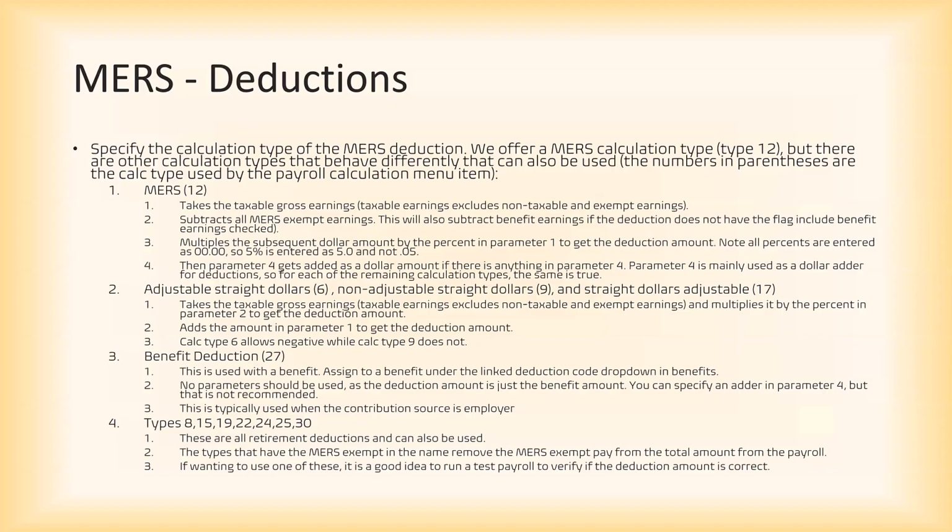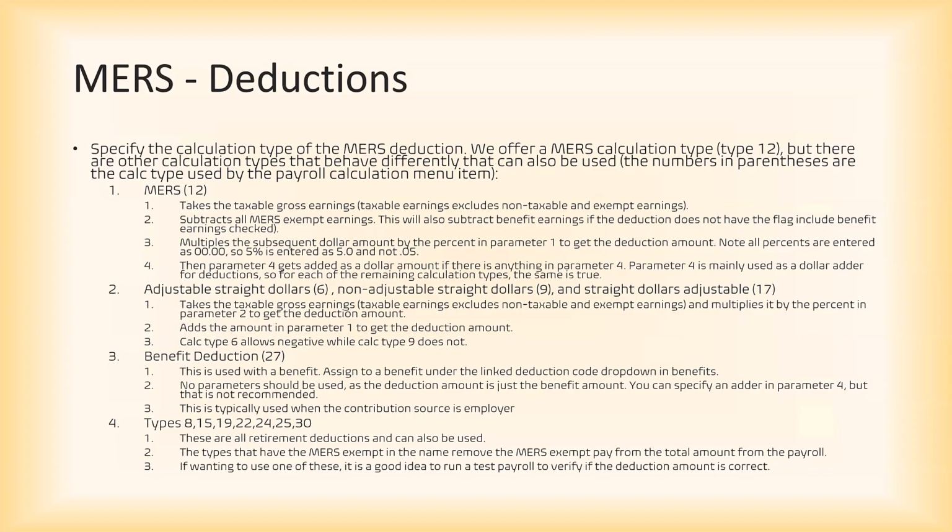Across the board on pretty much all our deductions, I think it's almost every deduction, parameter four is a dollar adder for the deduction. So I'm not going to call it out each time when I'm going through what the parameters do. Parameter four is just a dollar adder at the end, added as a dollar amount after the deduction has been calculated. Typically, you don't use that at all, but there could be some cases where you need to make an adjustment, and that's where the addition or subtraction from that deduction comes into play.